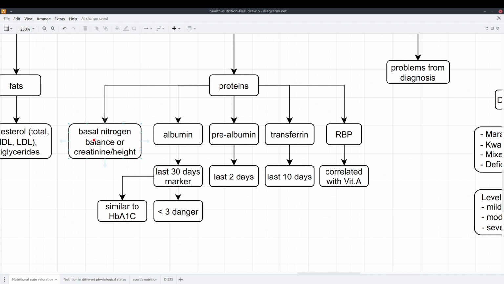Proteins, the basal nitrogen balance or the creatinine height ratio are tests that determine either if we have a protein malnutrition or not. Then also the levels of albumin, prealbumin, transferrin and the retinol binding protein, which is correlated with vitamin A. The transferrin lasts 10 days in the organism, prealbumin lasts 2 days, the albumin lasts 30 days. Albumin indeed is similar to the hemoglobin A1C, which determines the amount of glucose there was in the bloodstream for the last 3 months. And levels lower than 3 of albumin are dangerous.